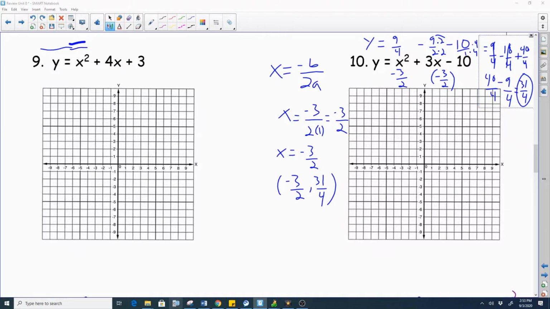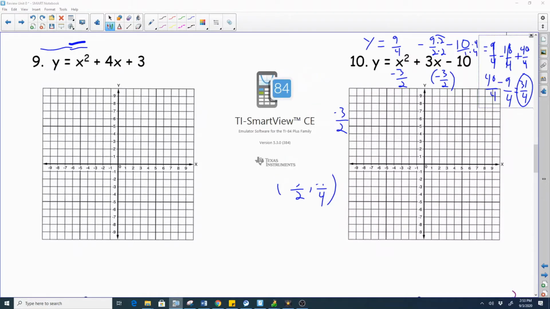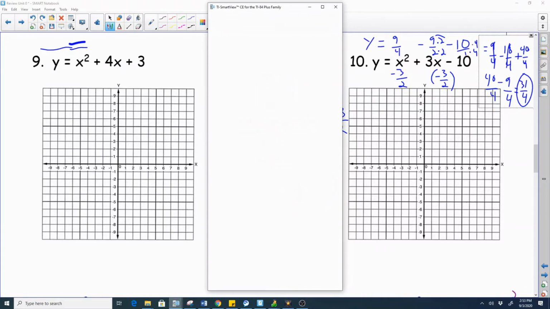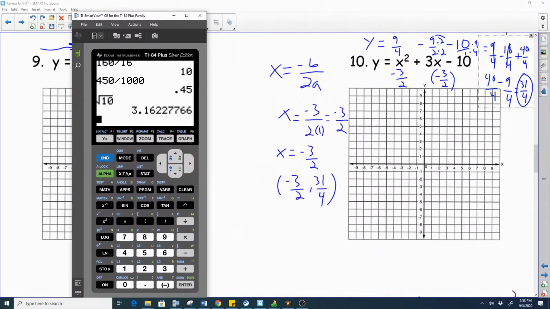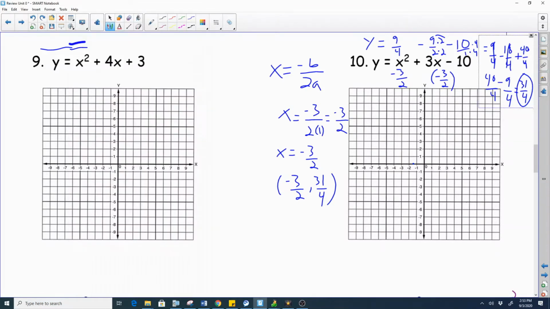So then 31/4, divide that and get a decimal there. This is the worst ever. Definitely use your calculator for number 10. This is wicked evil. Okay, so 31 divided by 4 is 7.75. So we're going to go back 1.5 and then down 7.75. That's so evil for our vertex.